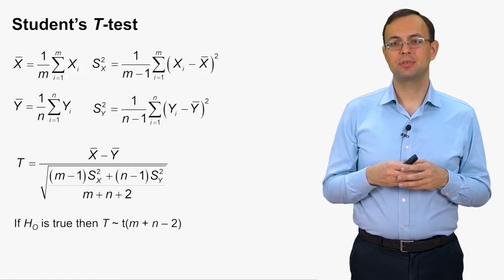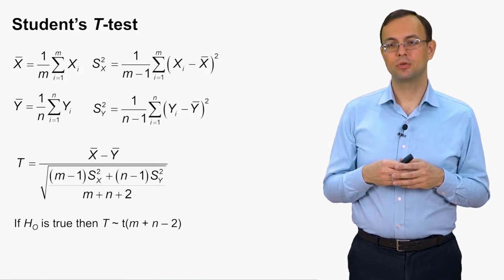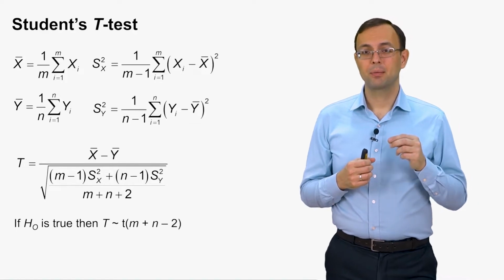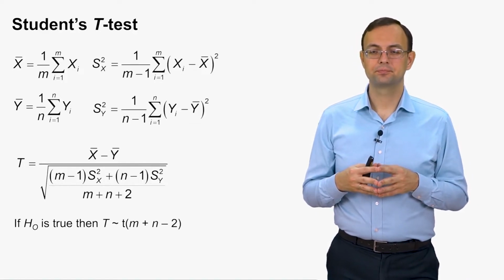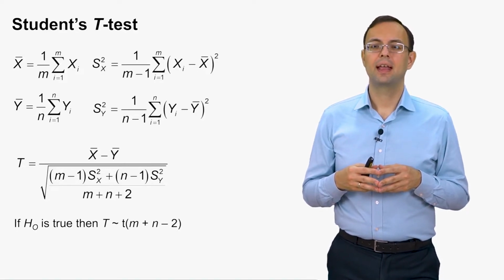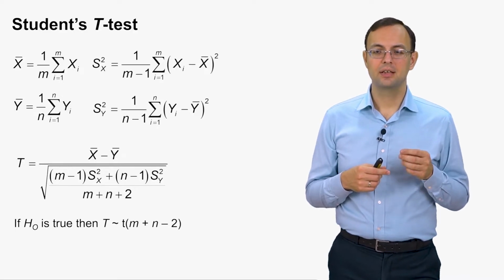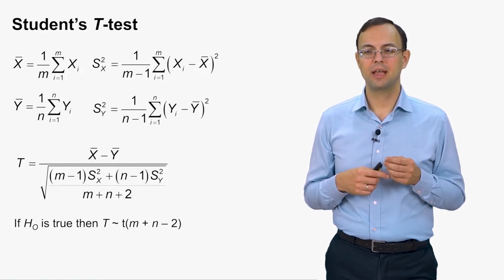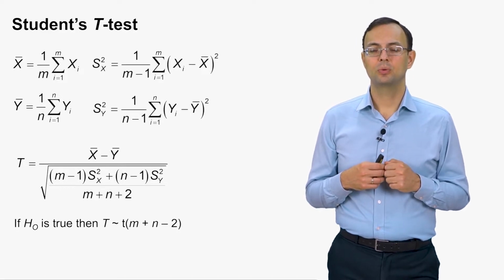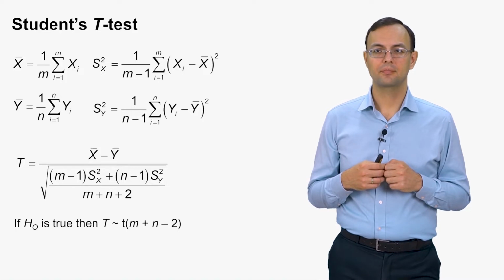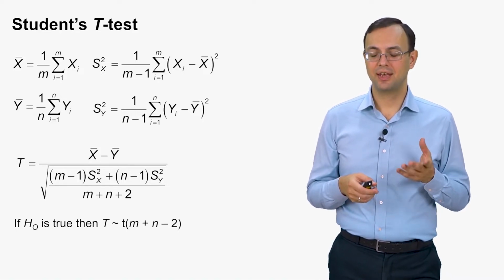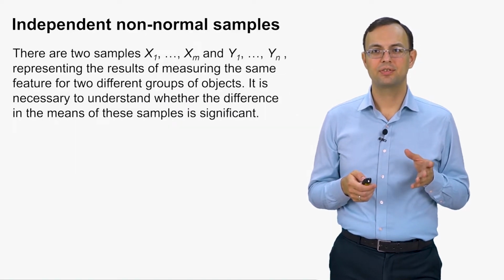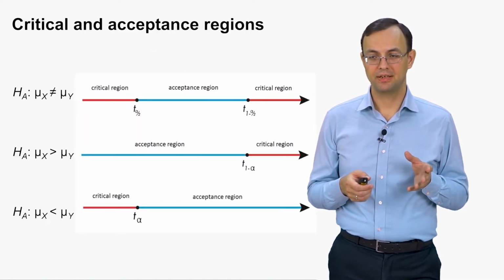As both samples are normal, then x bar and y bar are also normally distributed random variables, and their difference under the null hypothesis is normally distributed with zero mean, but we are to normalize it, so divide by the square root of variance. If this is done, then it can be proved that the test statistic follows the student's distribution with number of degrees of freedom equal to m plus n minus 2. So that is the test statistic, and then just the same: the same configuration of critical and acceptance regions, the same formulas for the p-values.